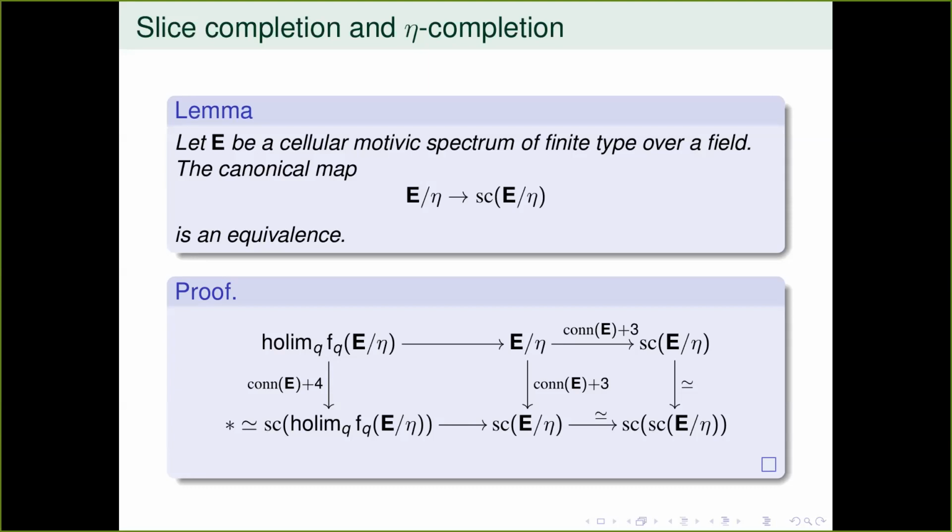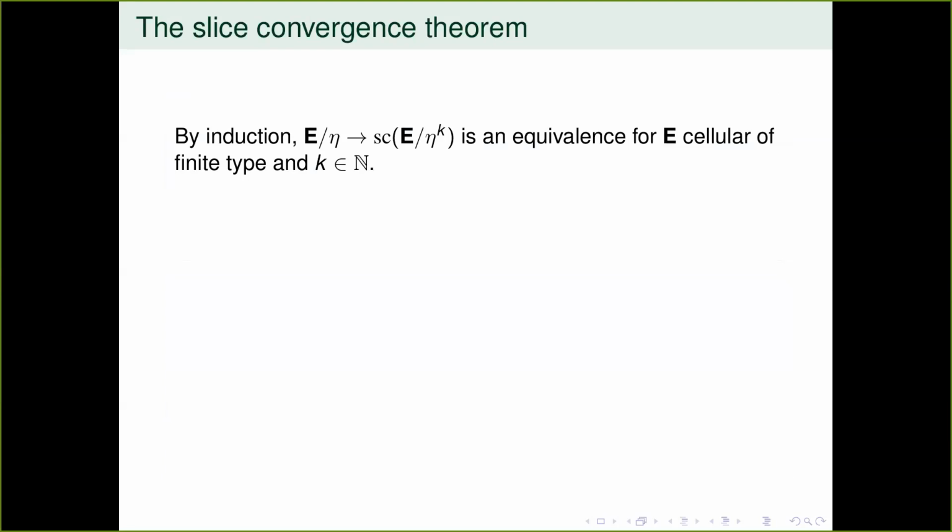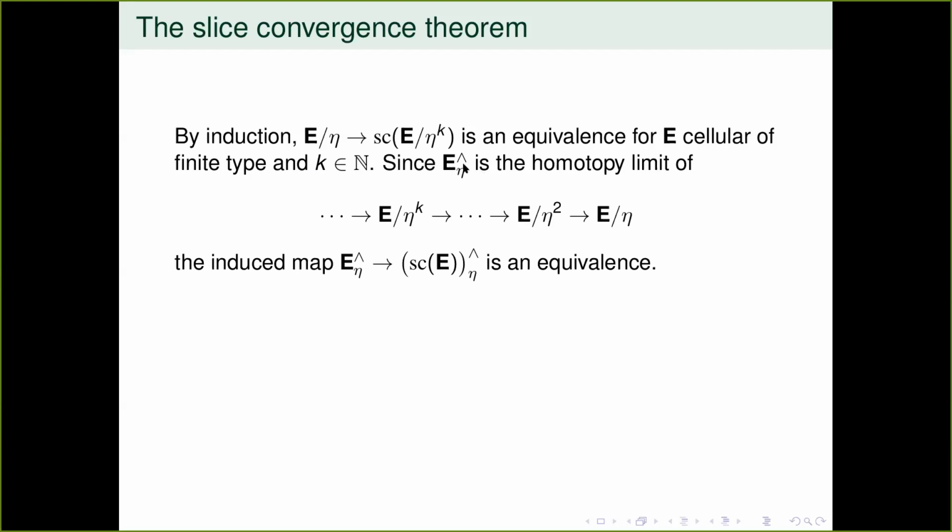I hope I didn't go further with five and six and so on. Let's see. Okay, there's a K missing here. So E to the cone on the kth power of the Hopf map to its slice completion is then also an equivalence. Sorry about this, there's a K missing here. You get this by induction, and the eta completion is the homotopy limit of the canonical diagram of all these cones. Then we get a corresponding diagram for the slice completions, and we get that the map from the eta completion to the eta completion of the slice completion is an equivalence using the previous lemma.